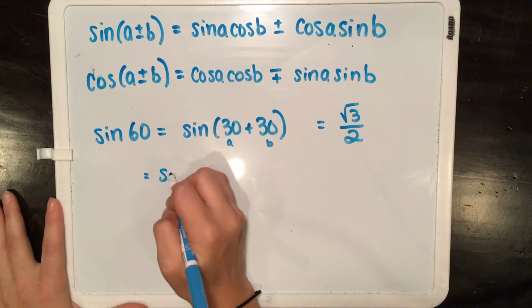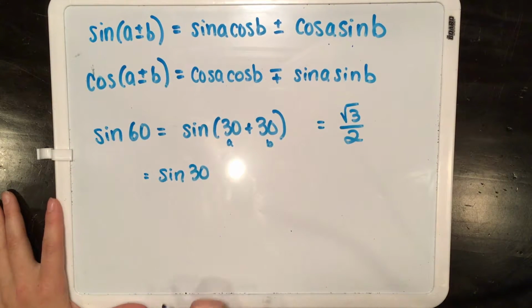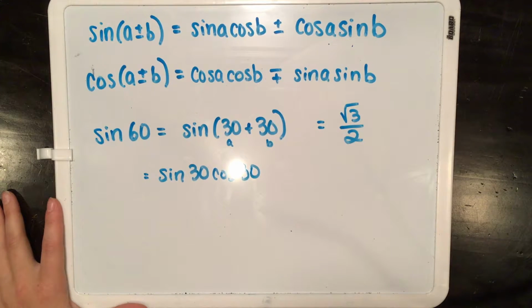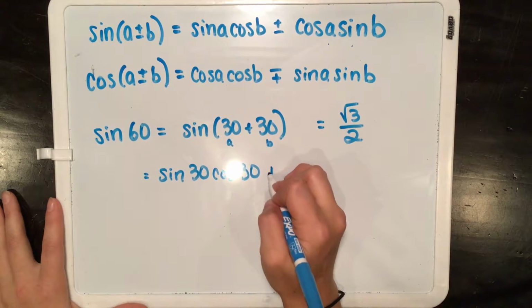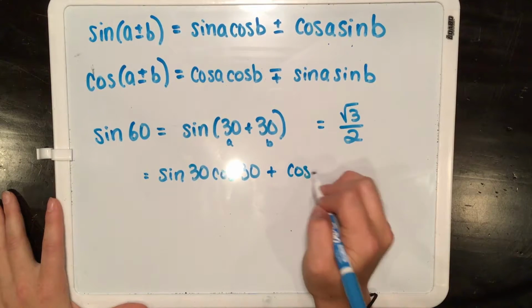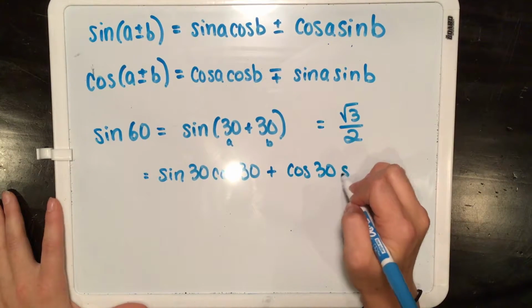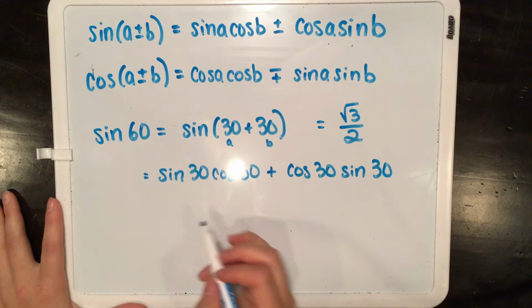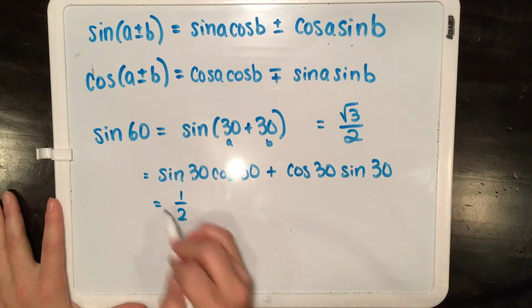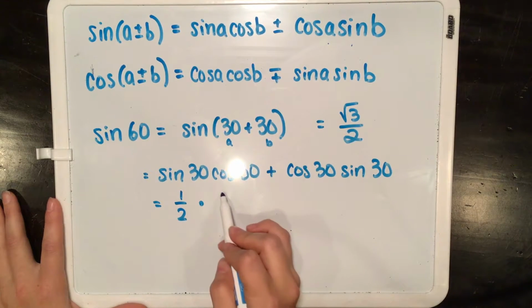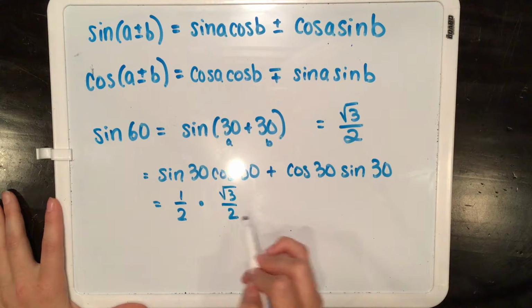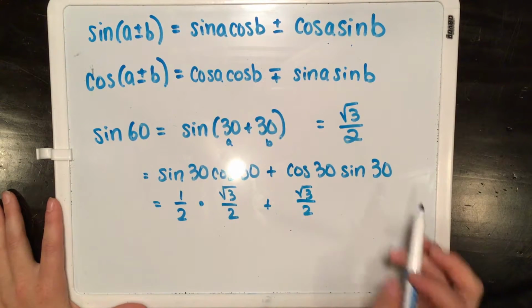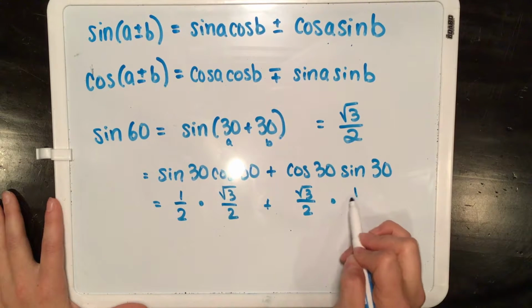So sine of A plus B equals sine of A, 30, cosine of B, which is also 30. We have a plus sign and it's the same. Cosine A, sine B. Sine of 30 is 1/2. Cosine of 30 is square root of 3 over 2. Cosine of 30 again, square root of 3 over 2. Sine of 30, 1/2.